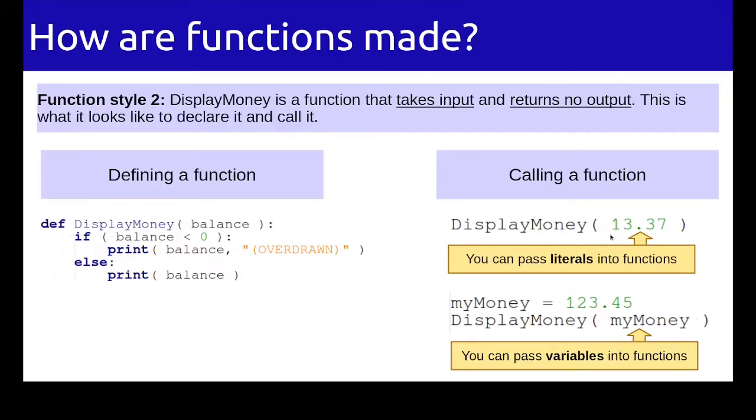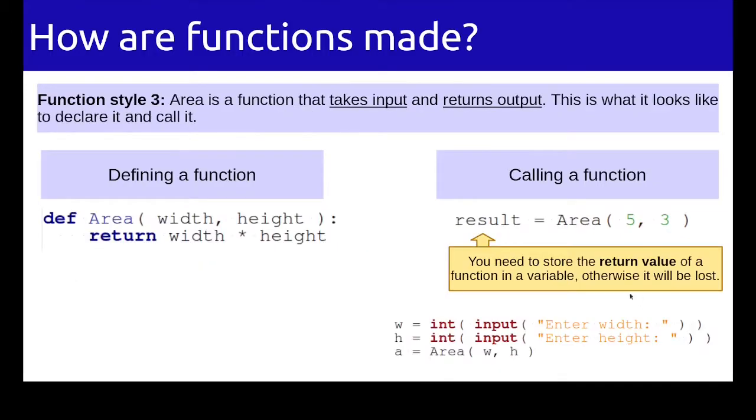We can pass a literal into it, which means we just pass in a hard-coded number value. We have 13.37. Or if we had a variable with some data in it, we can pass that variable into the function, and this copies the 123.45. It goes in here, and then it copies it over to balance, and then now balance will have 123.45. So that's how the inputs work.